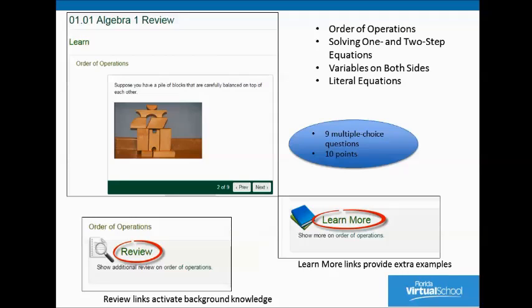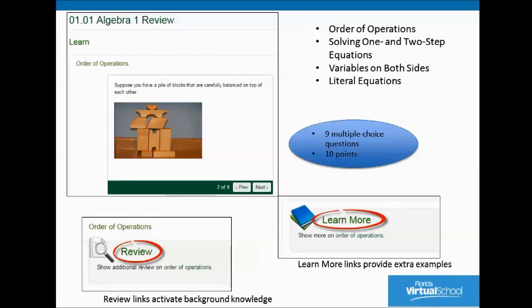For 101, the students learn order of operations, solving 1 and 2 step equations, variables on both sides, and literal equations. Throughout the course, there are links that students do need to click on to get more information. One of those is the Learn More link. If the students click on the Learn More link, it gives them more examples of a specific type of question. In the lesson, there may only be 1 or 2. If they click Learn More, there may be 3 extra examples that can help them just a little bit more just to get those clarifications that they need.